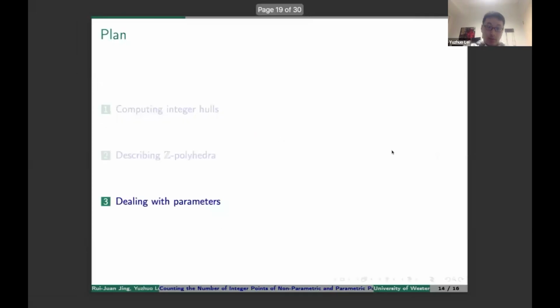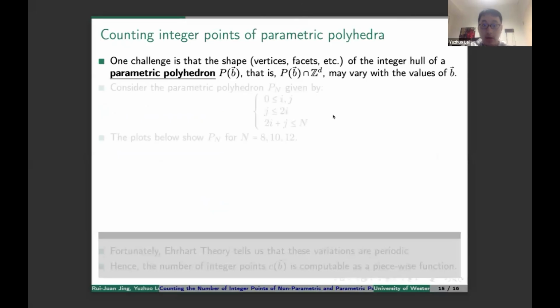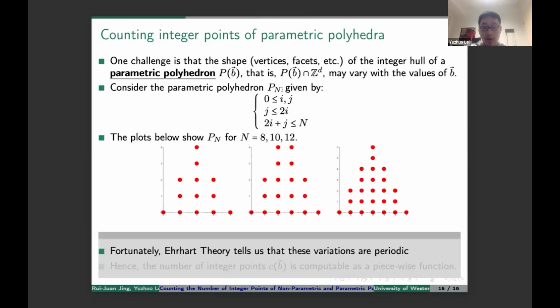So last but not least, if we want to compute the number of points of a parametric polyhedral set, one challenge is that not only the size, but the shape of the polyhedral set can vary. For example, if we are given this P, the parametric polyhedral set, with the variables I, J, and the parameter N, when N is 8, 10, or 12, the shape of the polyhedral set can vary. As you can see here, the third one and the first one have a pointy top, whereas the second one has a more flat top. But fortunately, Ehrhart theory can tell us that these variations are periodic. Hence, we are going to apply a piecewise function to show the number of points.